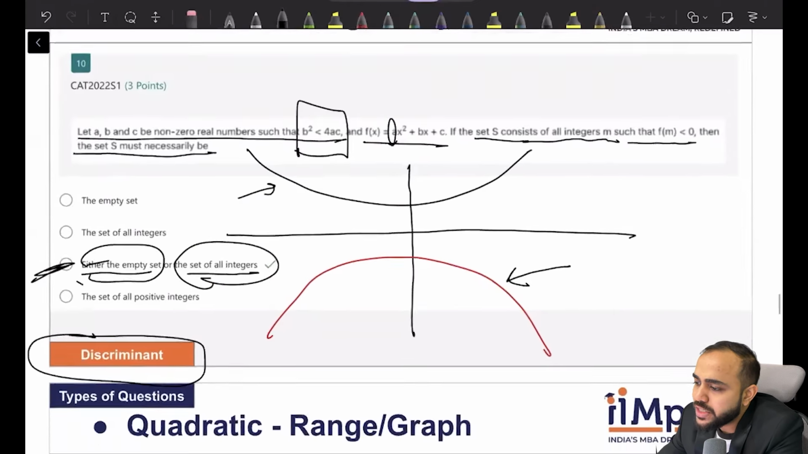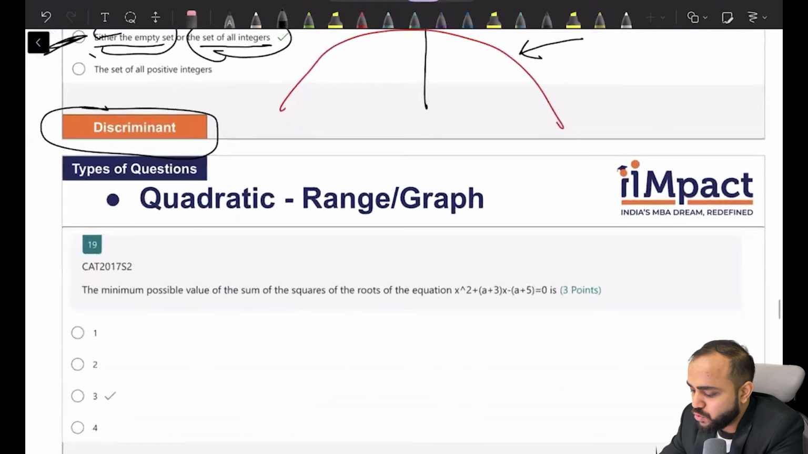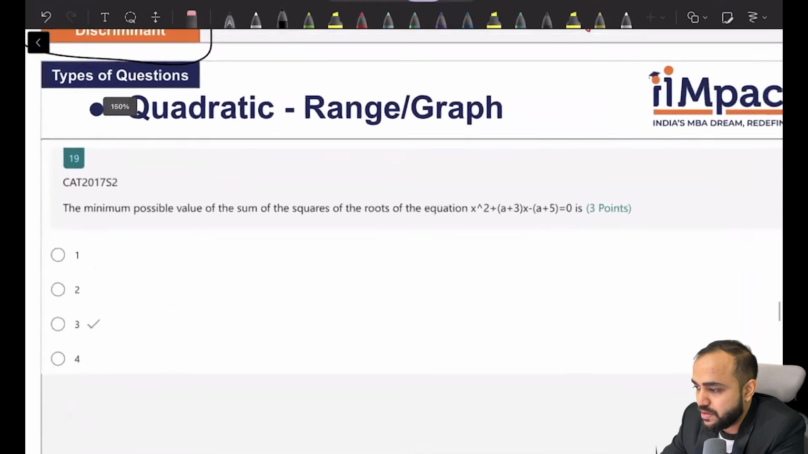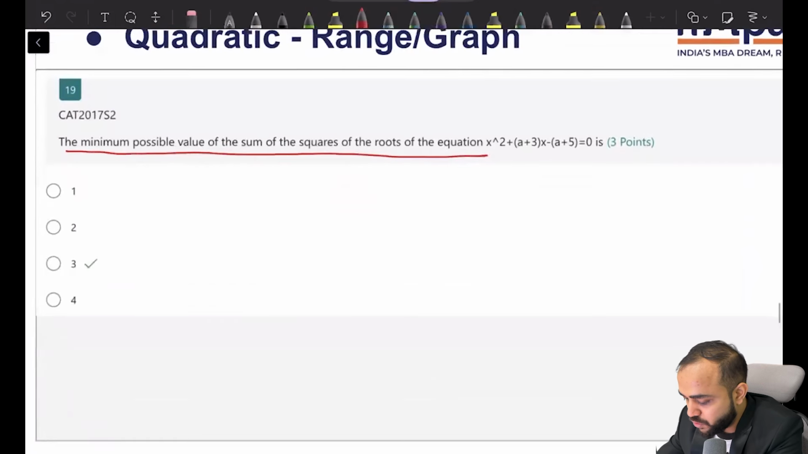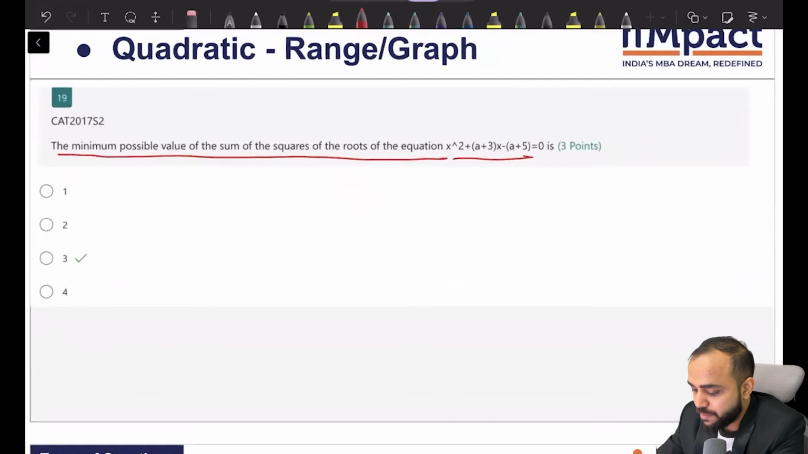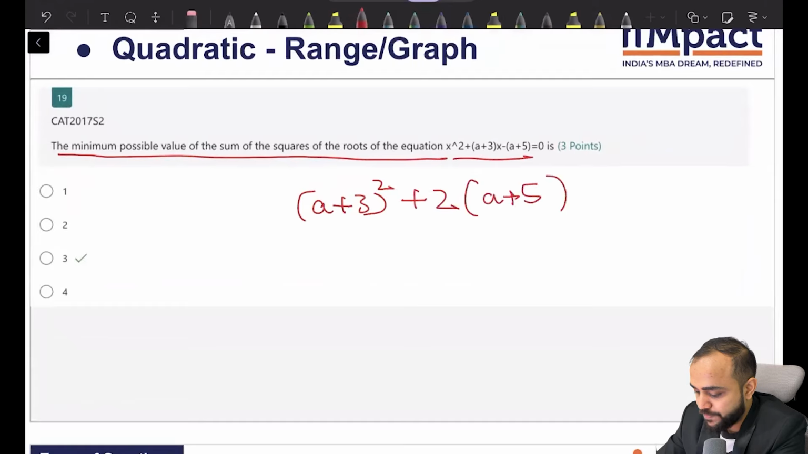This is a good logical question without having you do strenuous calculations, etc. All right, moving on. The minimum possible value of the sum of the squares of the roots of the equation x square plus (a plus 3)x minus (a plus 5). So, what is the sum of the squares of the roots? Will it be (a plus 3) whole square minus 2 times alpha beta, which is going to be minus (a plus 5)?